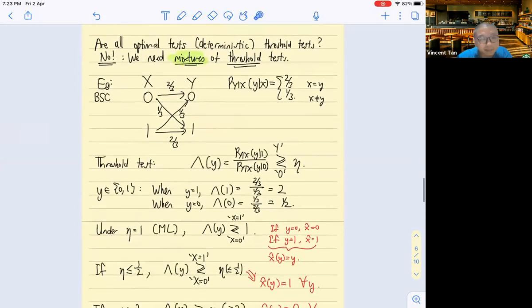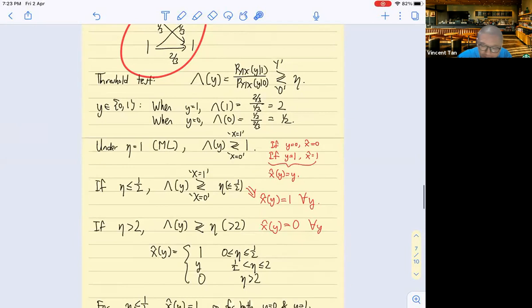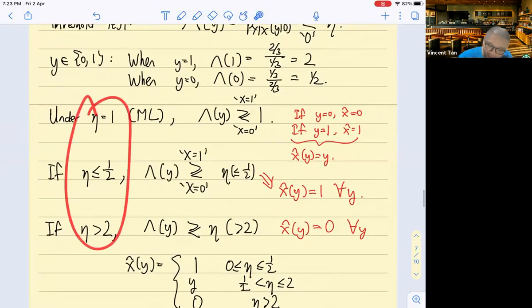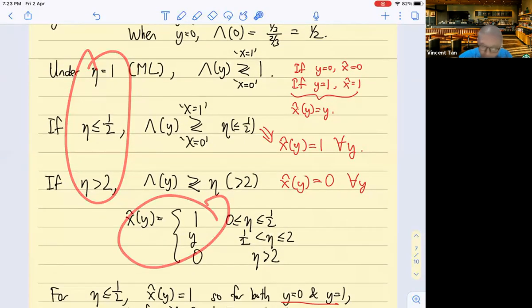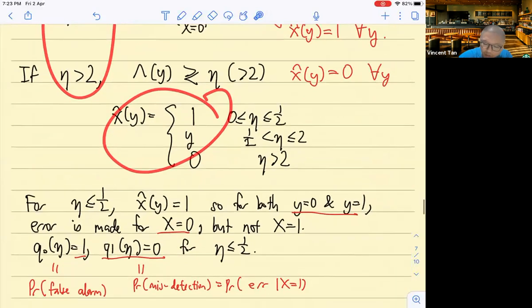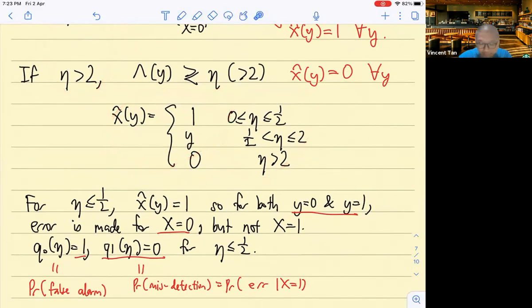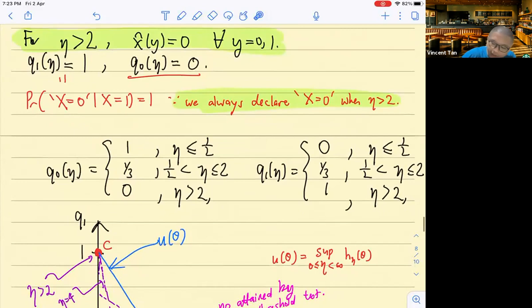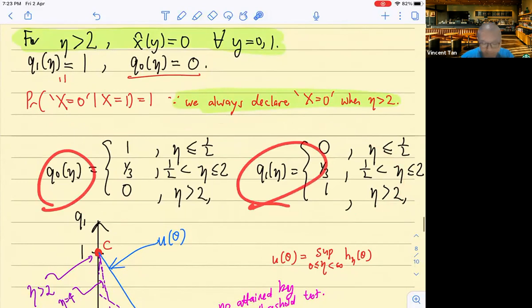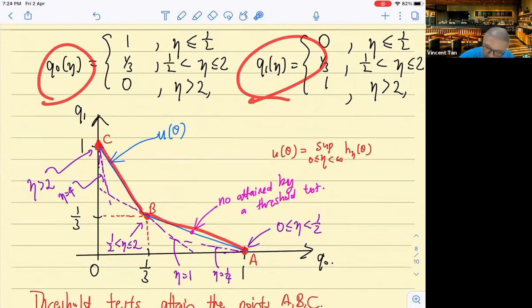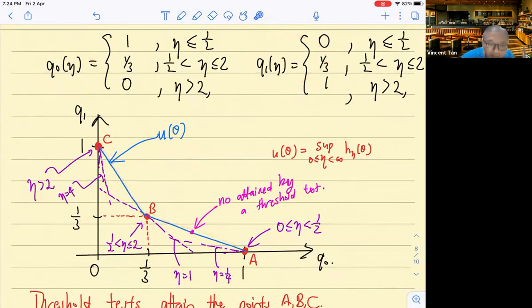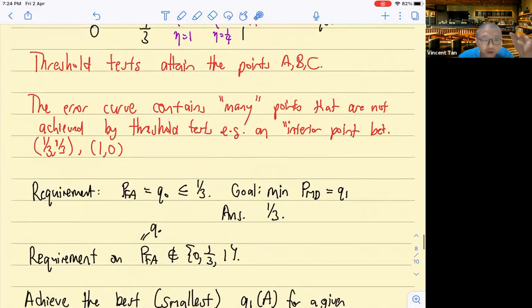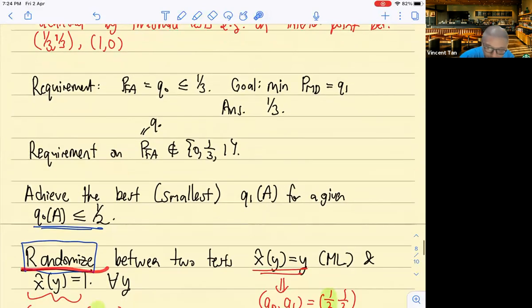So this particular example illustrates that I have a binary symmetric channel. By varying the eta, I obtain the rule. Okay? I obtain the rule for all possible values of eta here, all possible thresholds. Then I obtain these error probabilities. This is the false alarm and this is the misdetection. Then I was able to plot my error curve here. And I saw that in my error curve, only 3 points are attained by threshold tests. All these other points are not. And hence we are forced to do randomization.